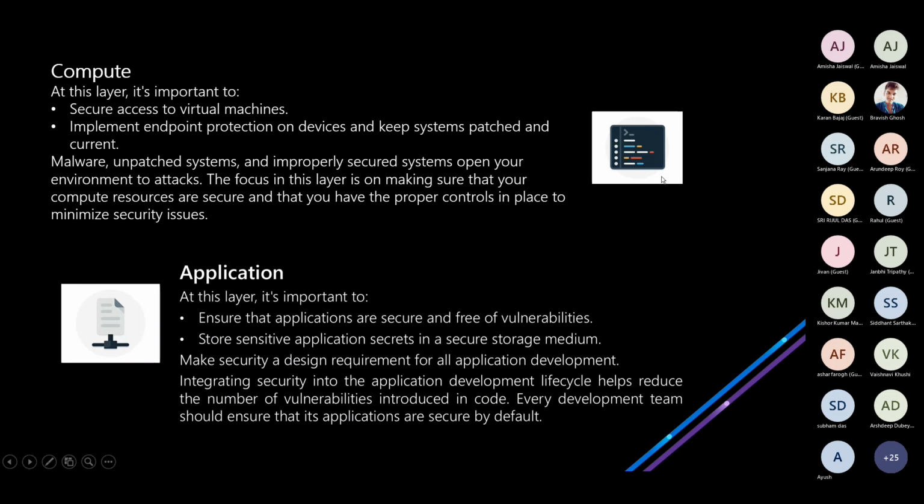Application layer. It's important to ensure the applications are secure and free of vulnerabilities. Store sensitive application secrets in a secure storage medium. Make security a design requirement for all the application deployment. Integrating security into the application deployment lifecycle helps to reduce the number of vulnerabilities introduced in code. Every development team should ensure that its applications are secure by default.